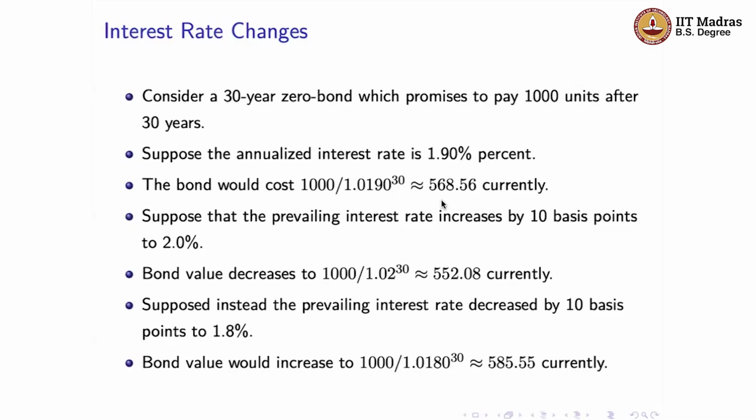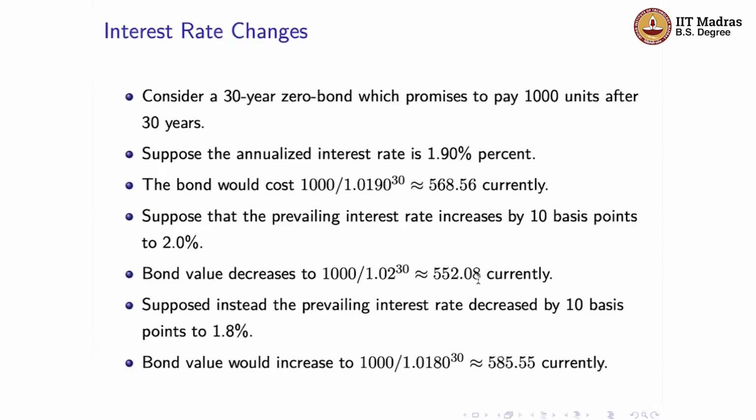568.56. Okay. Now, suppose that compared to this 1.90%, the interest rate actually goes up by 10 basis points. Recall the definition of basis points. That means that suppose the interest rate goes up to 2%. Now, we know that an increase in the interest rate should lead to the price of the bond going down. And we can see this directly by calculating. We have 1,000 again, but instead of 1.019 to the power 30, we now have 1.020 to the power 30. And if we do this calculation, this is 552.08.